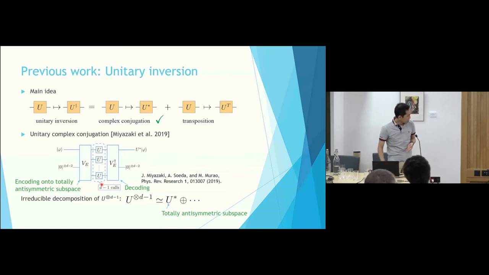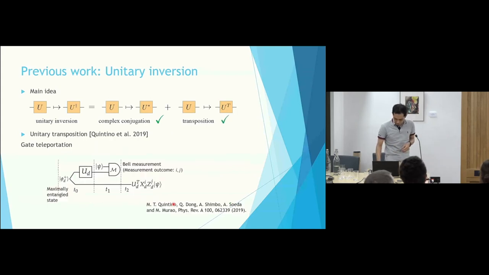By the way, if you're used to the representations on unitary transformations, then this transformation is basically achieving the conjugate representation using the anti-symmetric subspace.